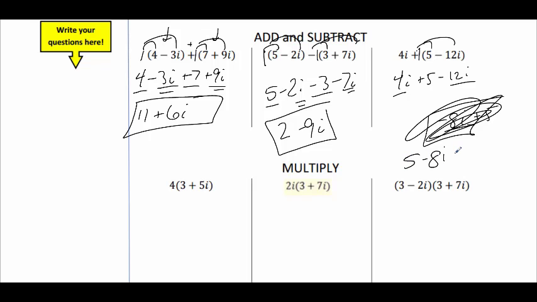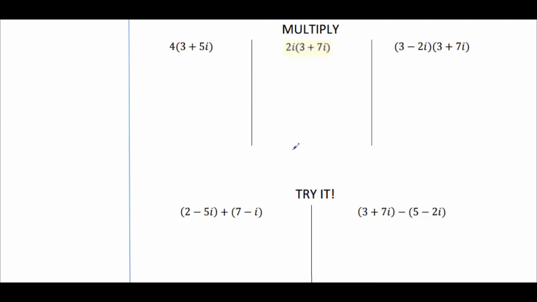5 minus 8i. Okay, because I have to write it this way here. I cannot put the number at the end. The imaginary number has to go there. I know it sounds great and very easy, but please don't forget that.